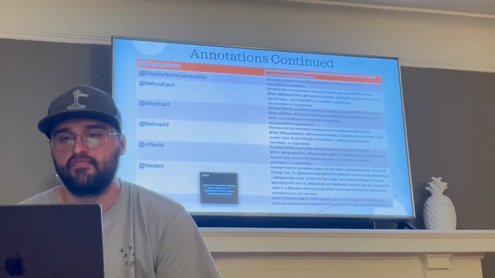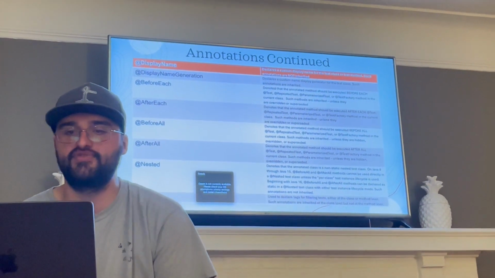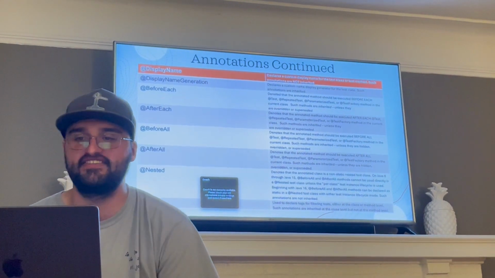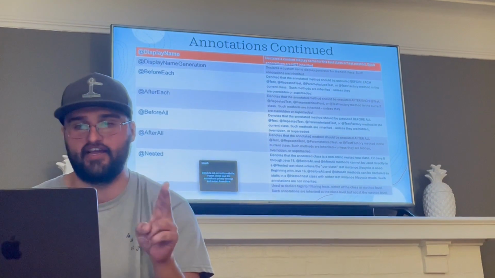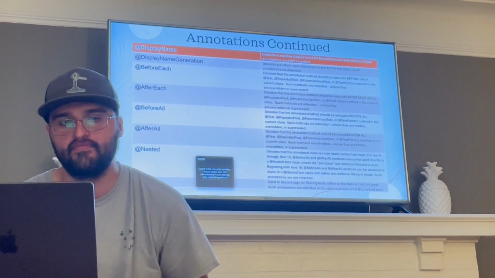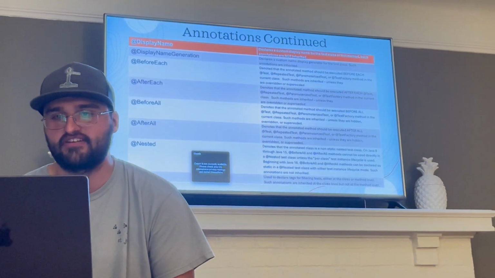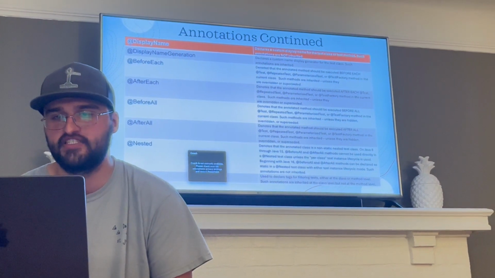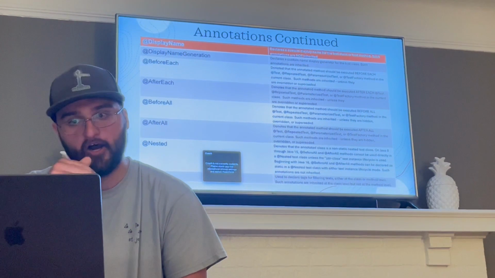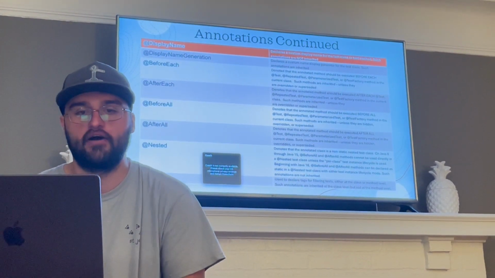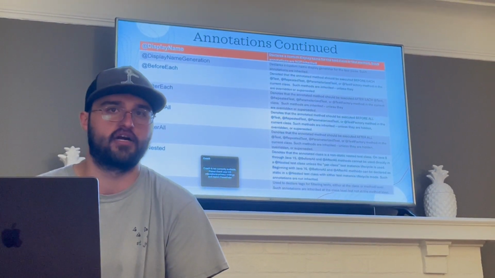Display name declares a custom display name for the test classes or test methods. Such annotations are not inherited. Very important: display name generation declares a custom name display generator for the test class. Such annotations are inherited. Now we have some that are very similar, so I'm not going to read every single one.